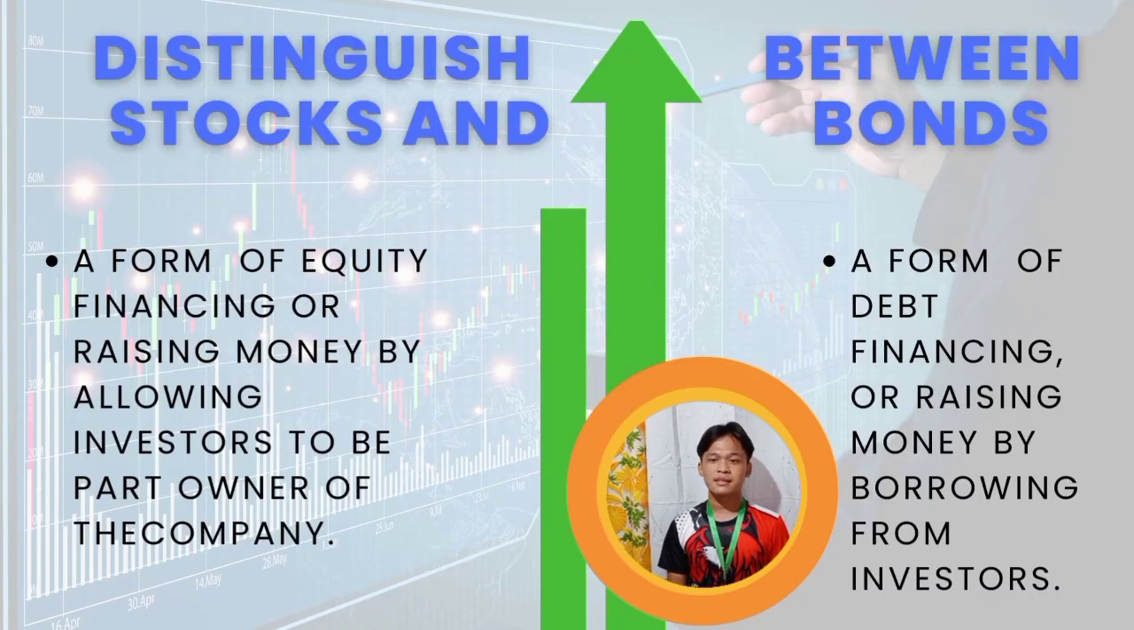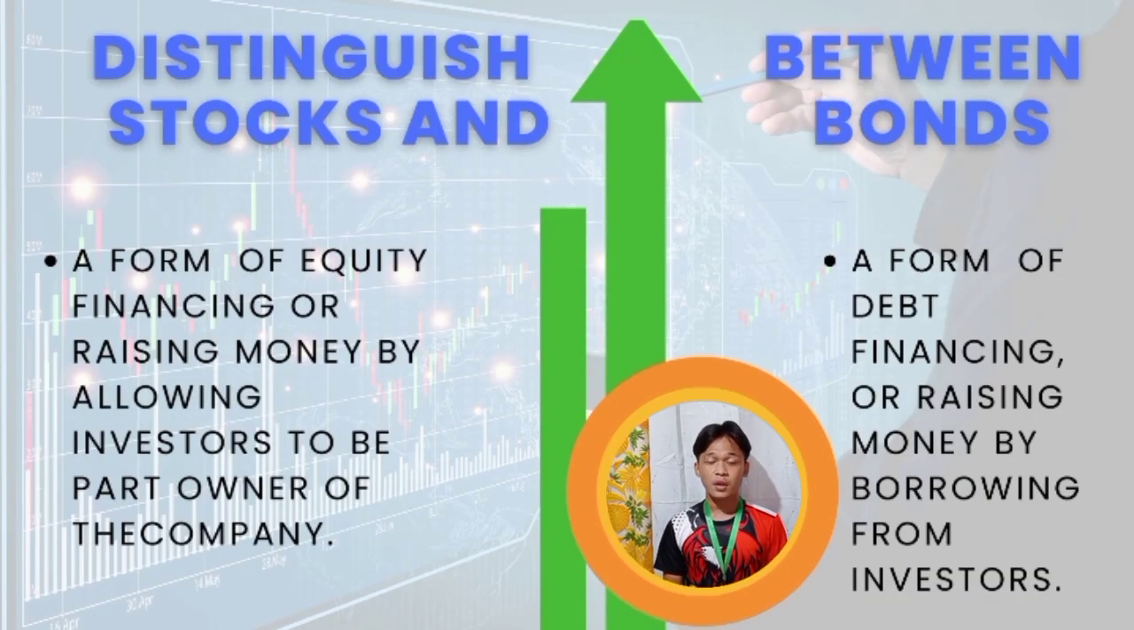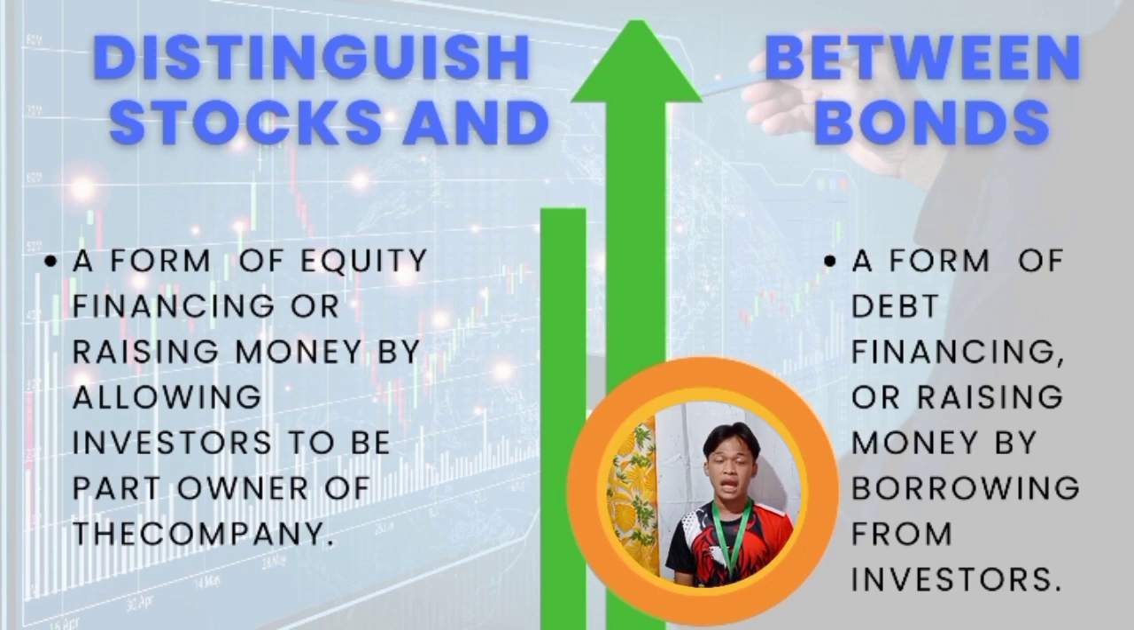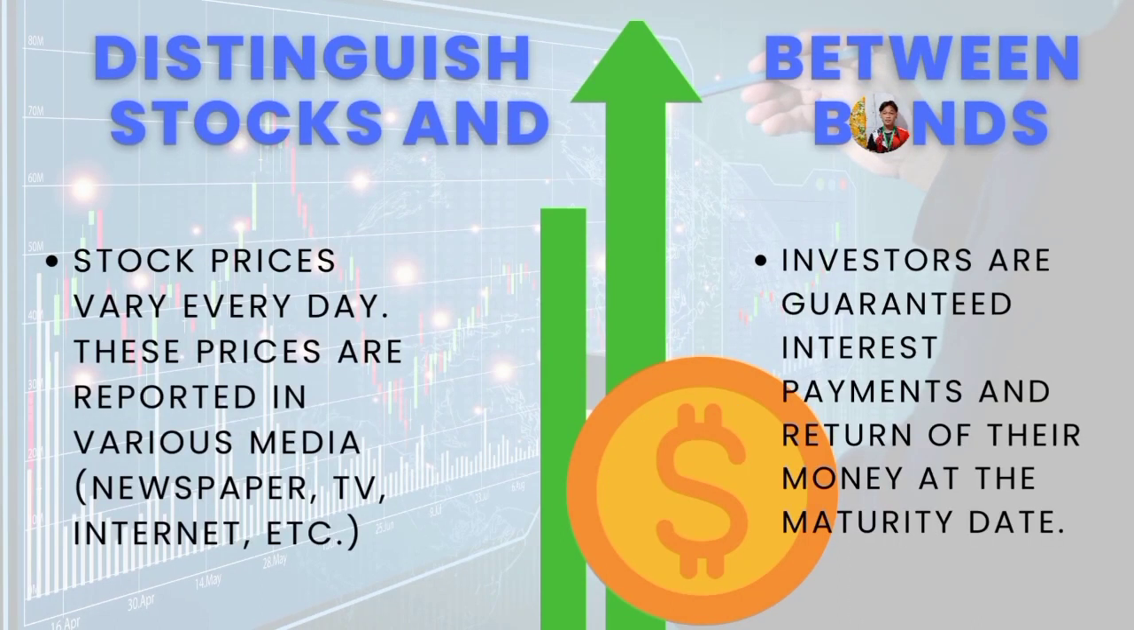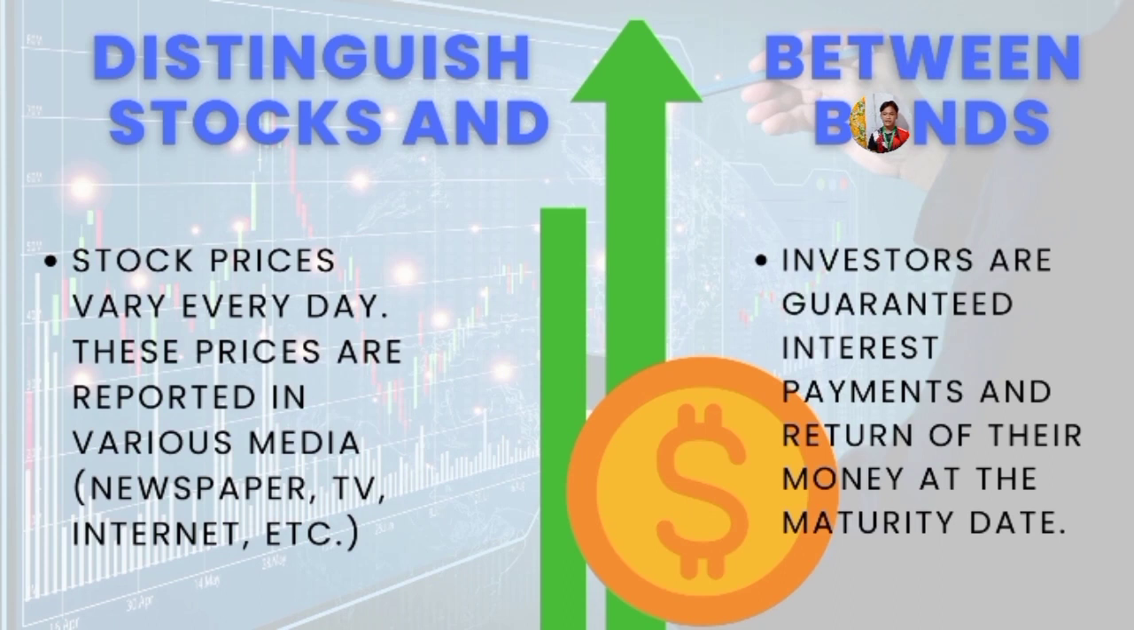Distinguish between stocks and bonds. Stocks, a form of equity financing, or raising money by allowing investors to be part owners of the company, while bonds are a form of debt financing, or raising money by borrowing from investors. Stock prices vary every day. These prices are reported in various media: newspaper, TV, internet, and so on. Bond investors are guaranteed interest payments and return of their money at the maturity date.